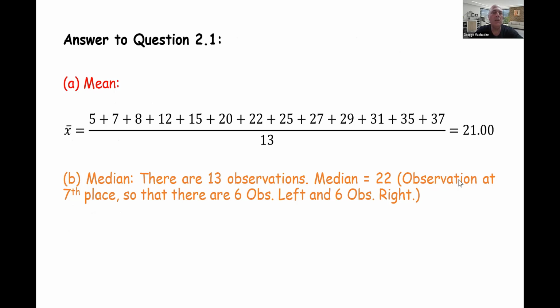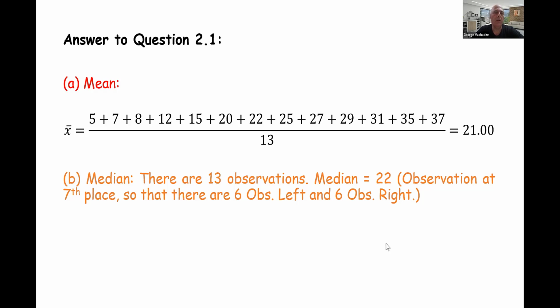To find the median, we need to rank the data, which is already done. So the data is already ranked, and we need to find the middle data point in the sample. We have 13 data points, so the 7th place in the sample should be the median, which is 22. That gives us 6 observations to the left of 22 and 6 observations to the right of 22. So that's the median, 22.